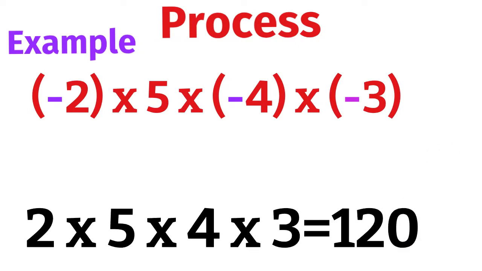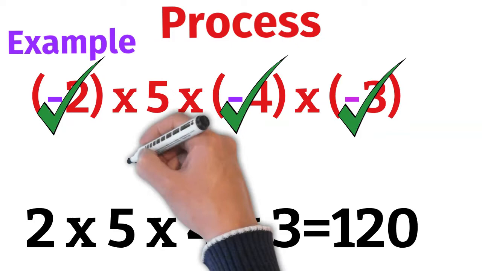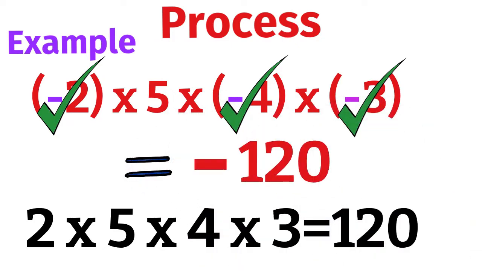As negative integers are there and they are 3, that is odd in number, the product will be negative. Thus, -2 into 5 into -4 into -3 equal to -120.